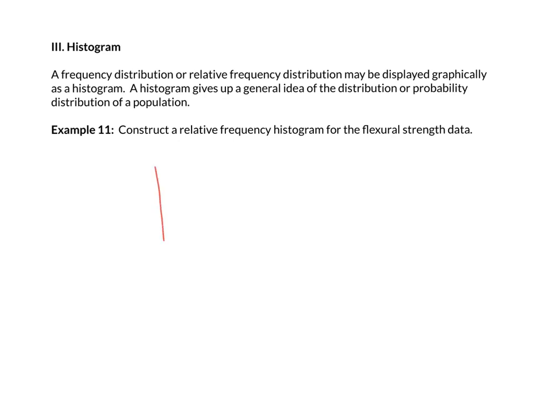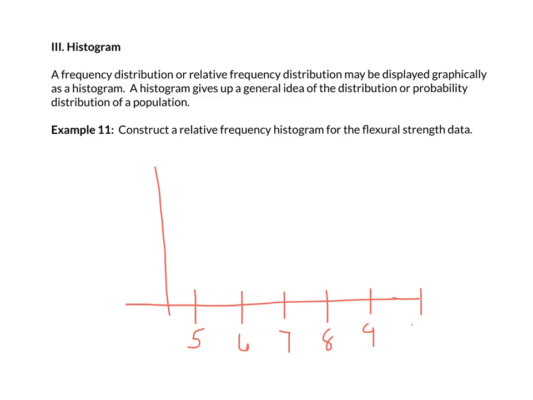What we do is we draw axes, and on the bottom axis we're going to put our class interval. So it starts with 5, 6, 7, 8, 9, and we're going to have to go all the way up to 10 to make sure that we include that last data point, 10.